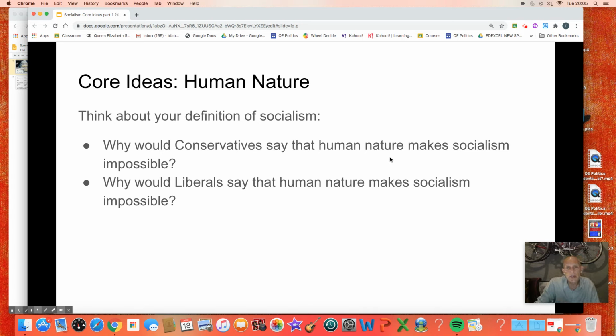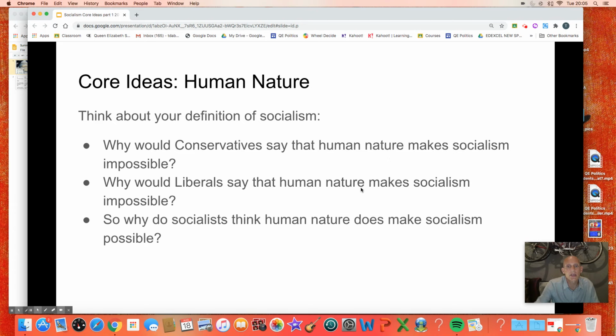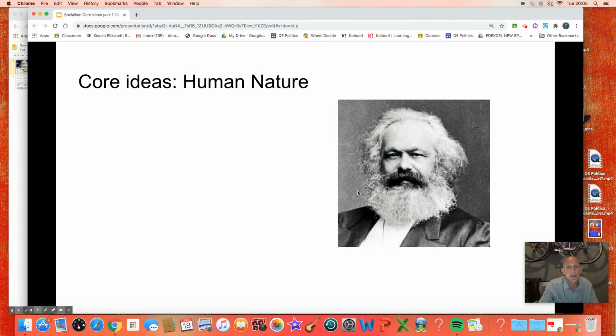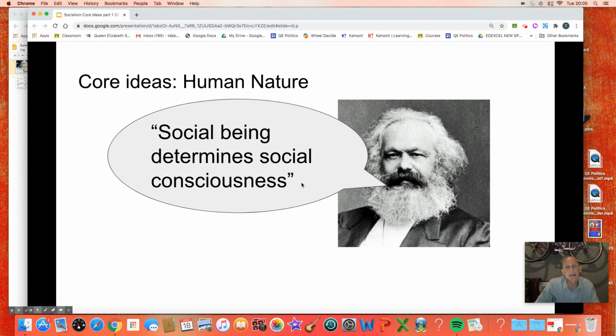And the big difference for socialists, the way in which all socialists agree, is that human nature is not one fixed thing. And for this, we can make use of our friend Karl Marx here. There he is, looking a bit like Santa. Karl Marx has this brilliant phrase: social being determines social consciousness. So think for a minute about human nature as social consciousness: the way we think, the way we act, the way we behave towards each other.